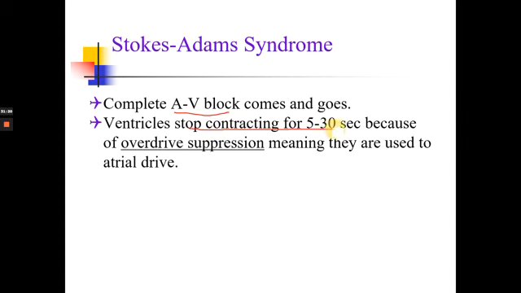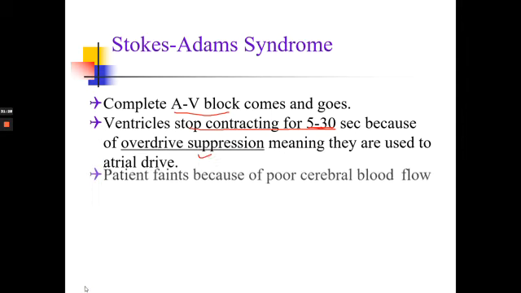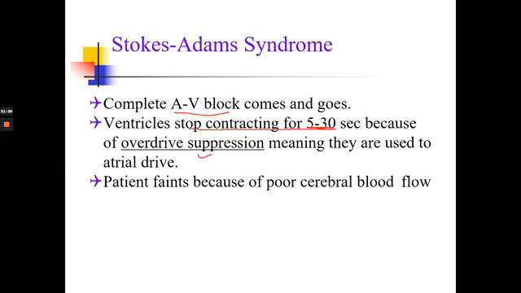The ventricle stops contracting for 15 to 30 seconds because of overdrive suppression, meaning they are used to the atrial rate. Patients faint. Patients usually fall down because of no pumping activity, no cardiac output, and poor cerebral blood flow.